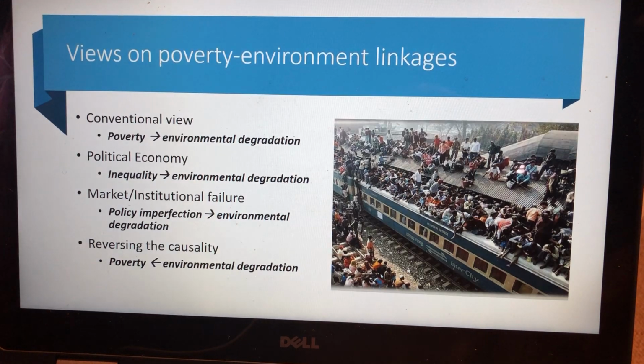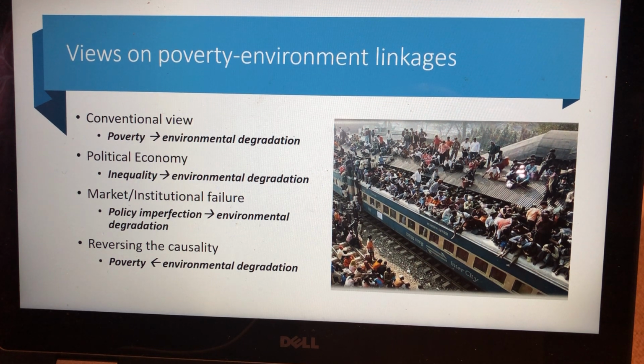We talked about that. But can you only link poverty to environmental degradation? It's not always that. Even the richer communities cause environmental degradation. They can be the major contributors to environmental degradation because of scale.